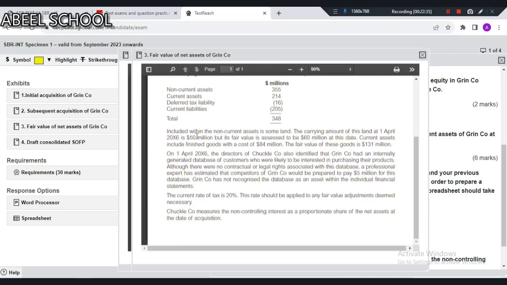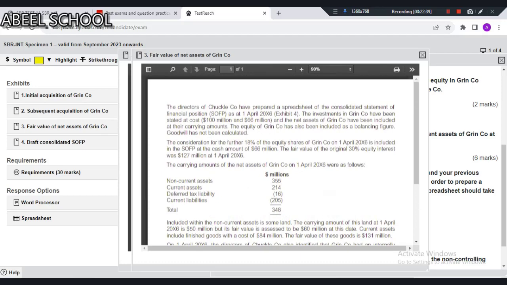Okay, so number 1, what do you have to do? Basically the consideration of the further 18% equity included in the SOSFP is the 18% holding, they got it for 66. The fair value of the original 30% equity interest is now at 127. It is now at 127. So let me show you this calculation. Let's go to the spreadsheet.